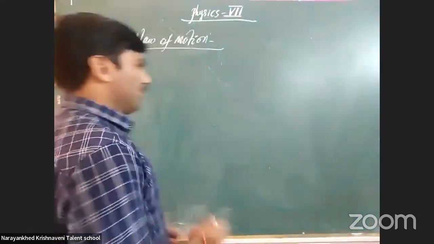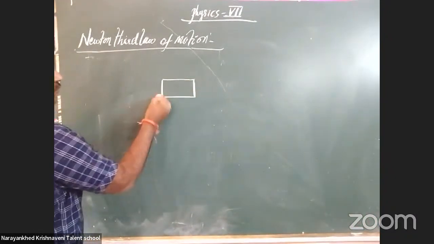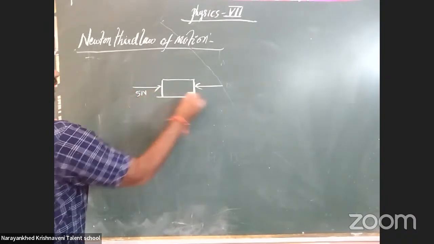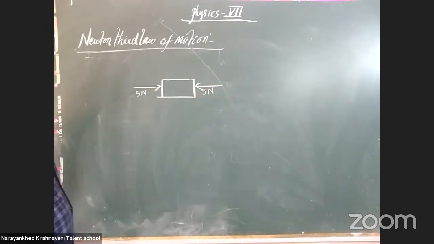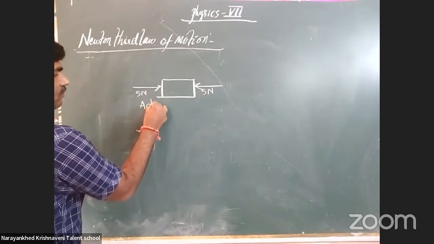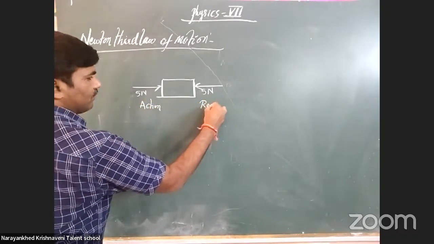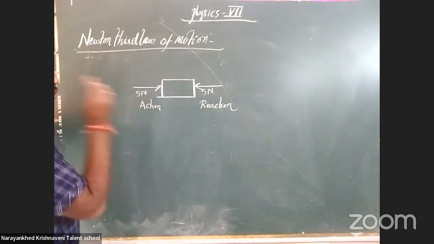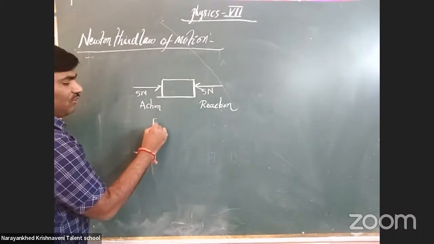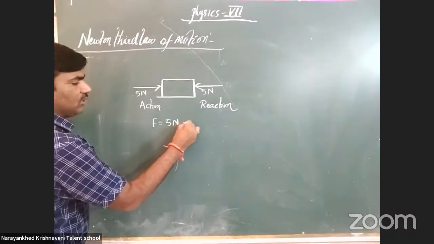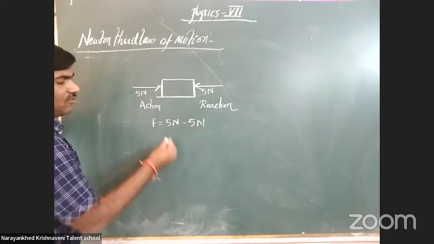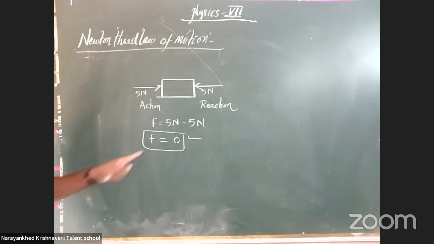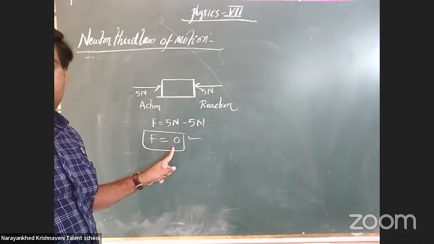Example: I have already discussed this type of problem. Suppose here we have taken 5 newtons, and here also 5 newtons. This becomes the action, and this becomes the reaction. Clear or not, all the students? Now the total resultant force F is 5 newtons minus 5 newtons, which becomes 0. Then is the body moving? No, it is not called moving.